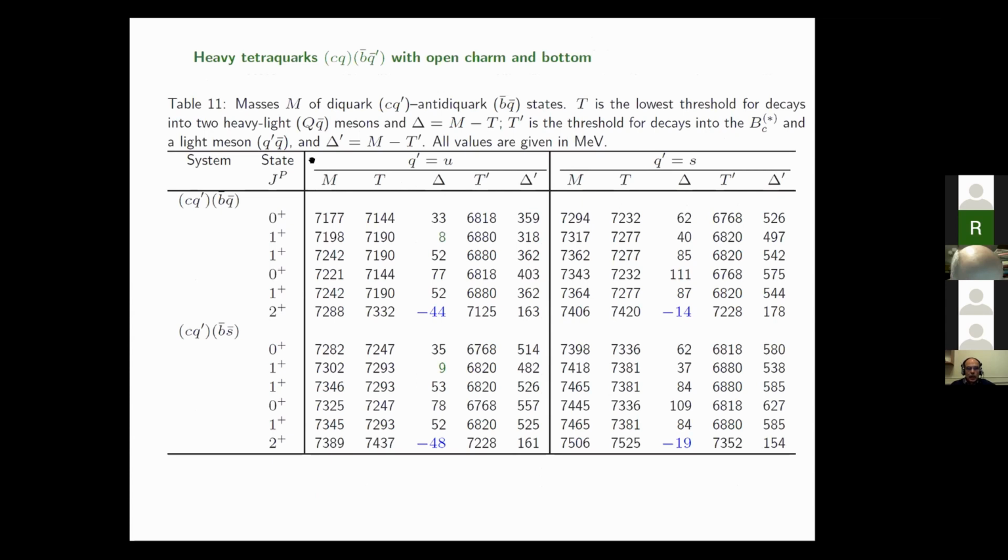Now we can do similar calculations for the open charm and bottom systems. Of course, there are two thresholds. One threshold is to decay to two heavy-light mesons, and the other threshold is to decay to a Bc meson and a light meson. Of course, the second threshold is lower. However, such decays are suppressed by the heavy quark spin symmetry. So maybe some of the corresponding tetraquarks can also be narrow.